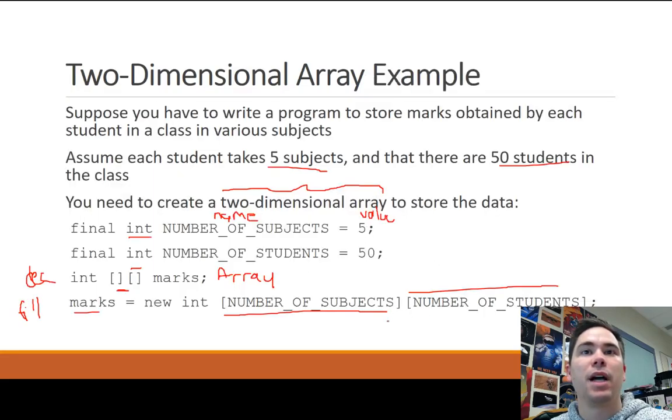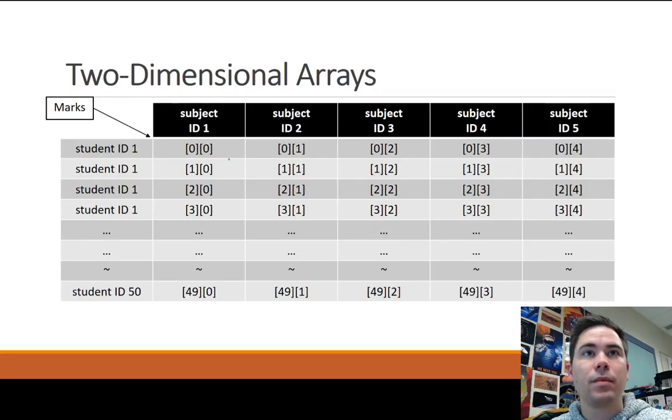So again, let's look back. Number of subjects, number of students. There we go. This is what would print out with that array. So these are the positions that are in there. Subject 1, student ID 1 would be position 0 and 0. And subject 2 would be 0,1, 0,2, 0,3, 0,4. And it will go all the way down to 50.